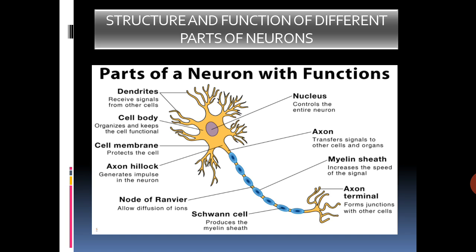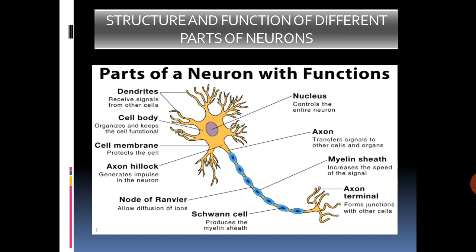So what is myelin? Myelin is a complex material formed of protein and phospholipid. Phospholipid means fat. Now coming to node of Ranvier. Nodes of Ranvier are gaps that occur at regular intervals in the myelin sheath between adjacent Schwann cells. They allow nerve impulse to move along the neuron, that is, they allow diffusion of ions.